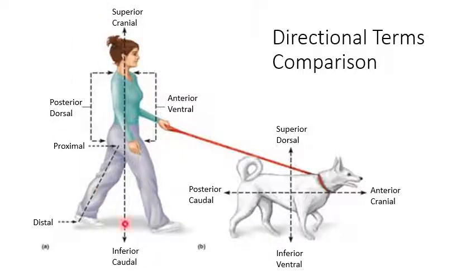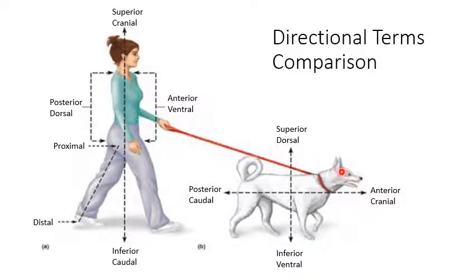So for a human, anterior and ventral correspond to each other because the belly is in the front, and posterior and dorsal correspond to each other because the back is in the back. Superior and cranial or cephalad correspond to each other because the head's on top. And inferior and caudal correspond to each other because the tail is on the bottom. Of course, actually your legs are below your tailbone, but the tail is the bottom of the spinal column.